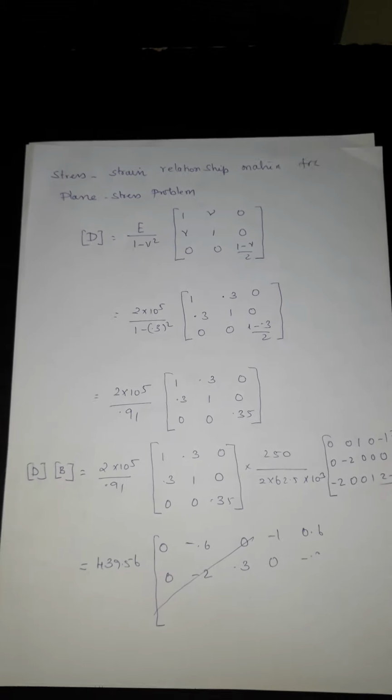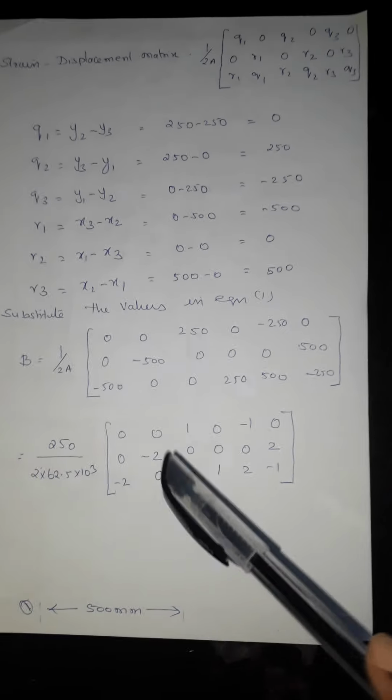Now I am going to multiply, because the stiffness matrix says B transpose DB. So I am going to multiply D and B. The D value is this one, the B value is this one. So I multiply this value and this value, and I got this value. Then I am taking that B transpose.